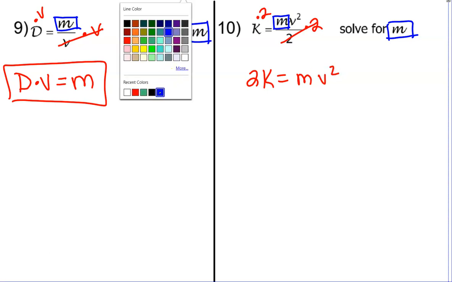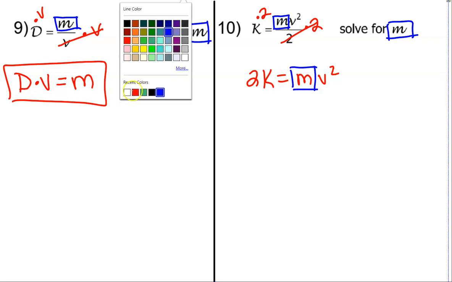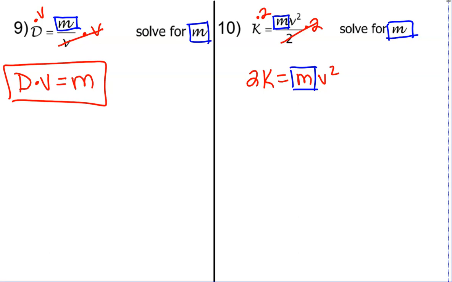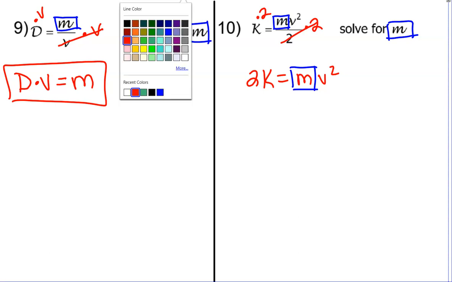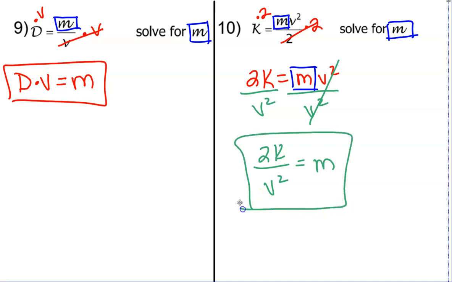All right, so again, my m is not by itself yet. What's wrong? It's being multiplied by v squared. So how can I get rid of that? Well, I get to divide by v squared. Move that over. We have 2k divided by v squared. Leave it just like that. Equals m. M is now by itself, and we've done our literal equation for the variable m.